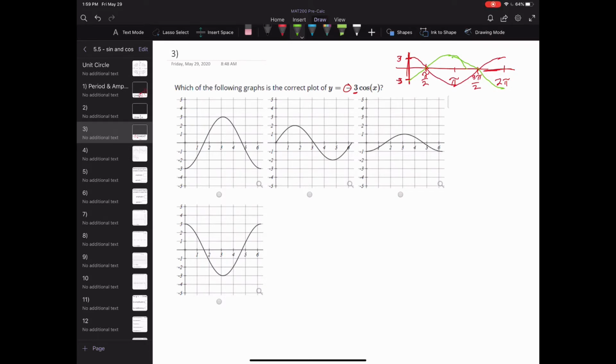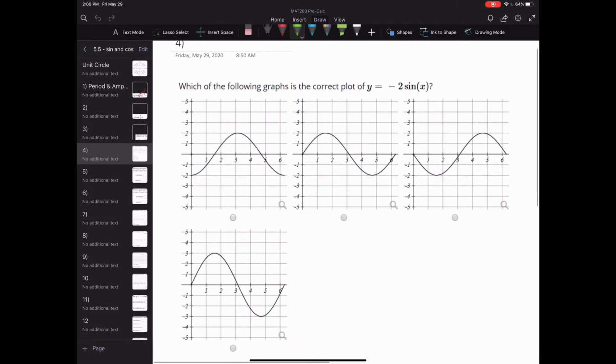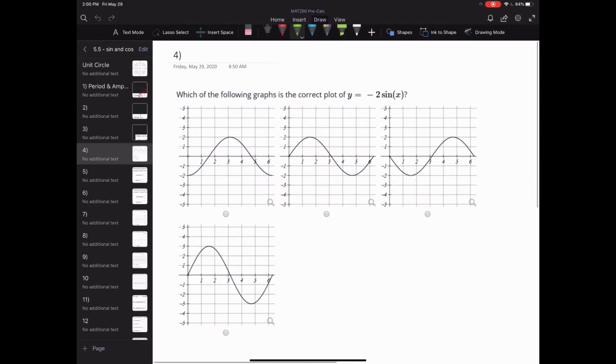So you see this one, the amplitude is 1. So we don't want that. We want this one over here. It's this choice. Which of the following graphs is the correct plot of that?